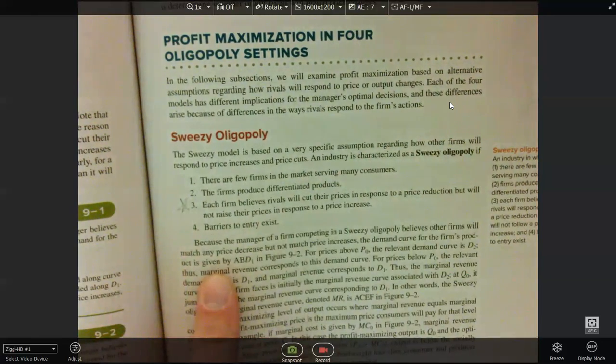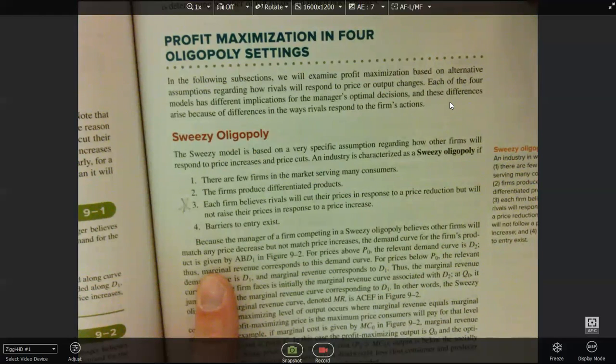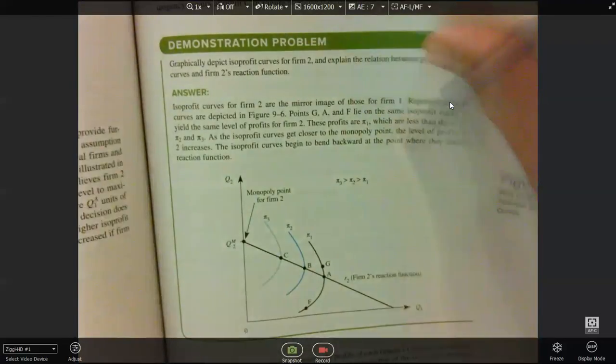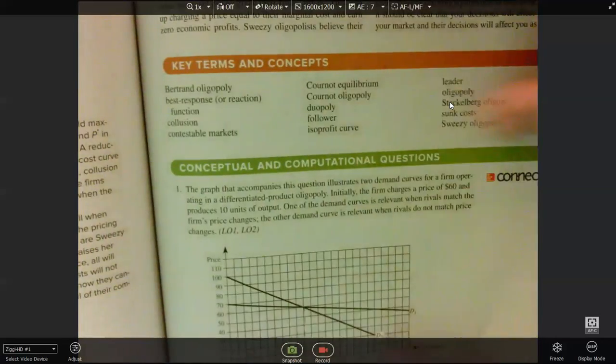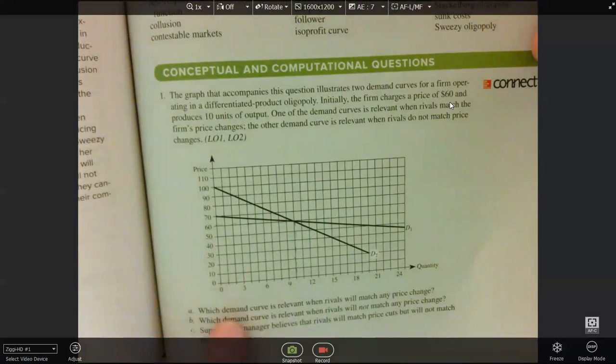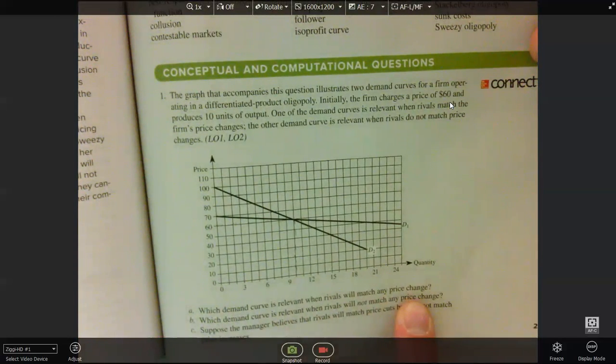Each firm believes the rivals will cut their prices in response to a price reduction, but will not raise their price in response to a price increase, right? So let's go back and look at our demand curves in chapter 9, question 1. Which demand curve is relevant when rivals will match any price change? We're told in point 3 that they're going to match price decreases, correct?